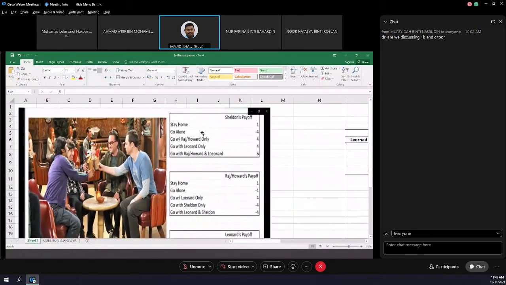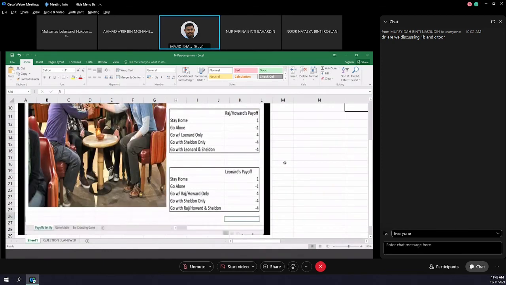So they will have 5 strategies: either home, alone, Raj or Howard, Leonard, or all of them together. For Sheldon: 1, -4, 4, 4, 6. The second one, for Raj and Howard: 1, -1, 4, -4, and -4. Finally, for Leonard: 1, -1, 4, -4, and -4.